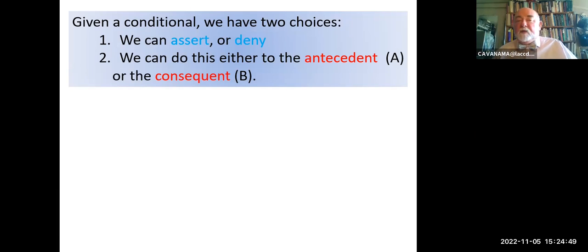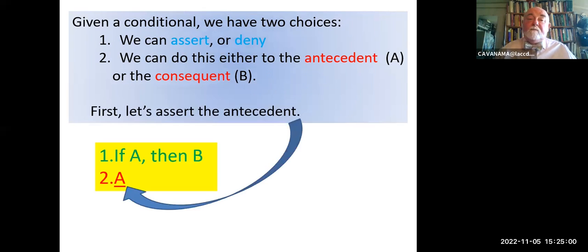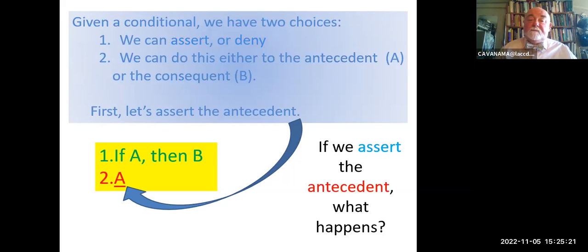Now, when we have a conditional for the major premise, we have two choices. We can either assert or deny, and we can make this choice with respect to two bits, either the antecedent or the consequent. So, for example, let's start with a conditional syllogism. We have a major premise, if A, then B, and this time we're going to assert rather than deny, and we're going to work on the antecedent rather than the consequent. So, the antecedent is the A bit, and what are we going to do? We're going to assert it. We're going to say it is the case. So, major premise, if A, then B, minor premise says A.